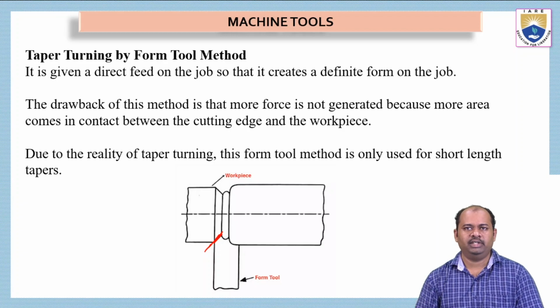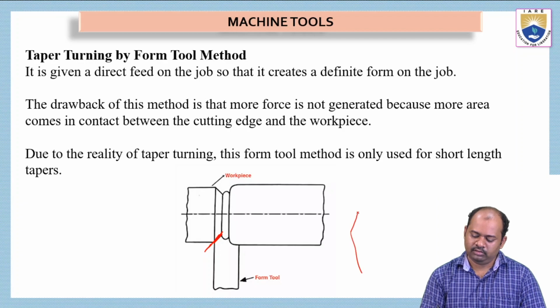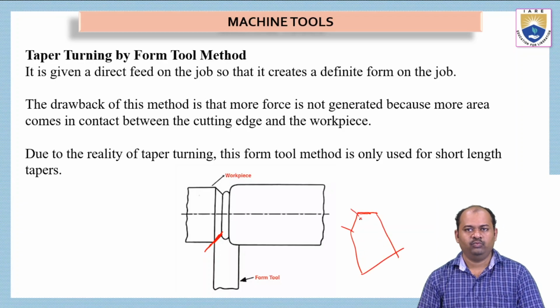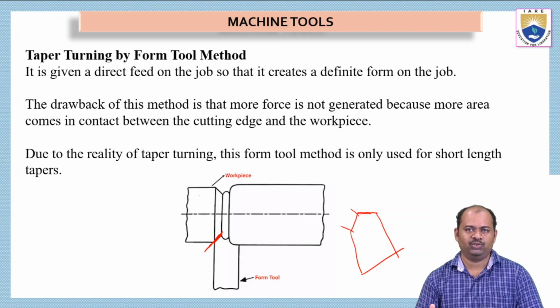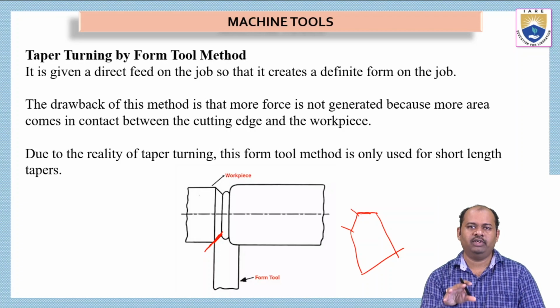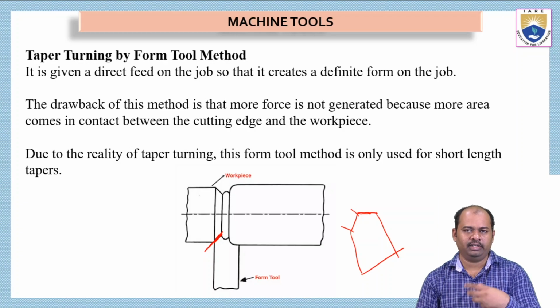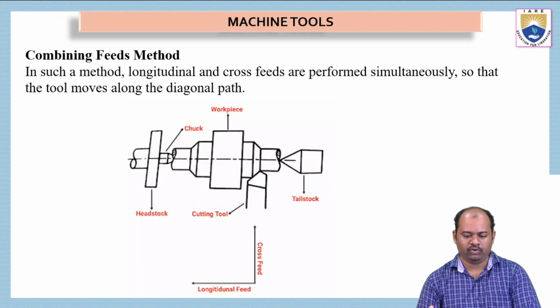Due to the reality of taper turning, this form tool method is only used for short length tapers. We can simply see this from the diagram itself. This taper, how much length of the taper can be obtained? Only up to the length of this area. We cannot get a bigger taper by using this tool. So that is why this process is limited only for short lengths of the taper. Short lengths of the taper can be easily turned by using this type of method. So this is all about taper turning by form tool method.